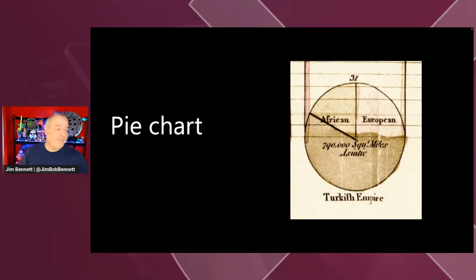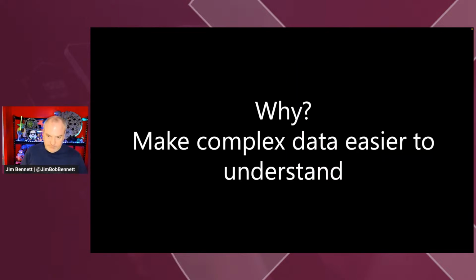He also invented the pie chart, because he doesn't like a pie chart. Turkish Empire, how much of it's in Africa or Europe, and in Asia, all divided up in nice pie charts so you can visualize it. So this person was really good at coming up with charts, and we still use these today in everything that we do. So why have we gone from this clay tablet to these charts?